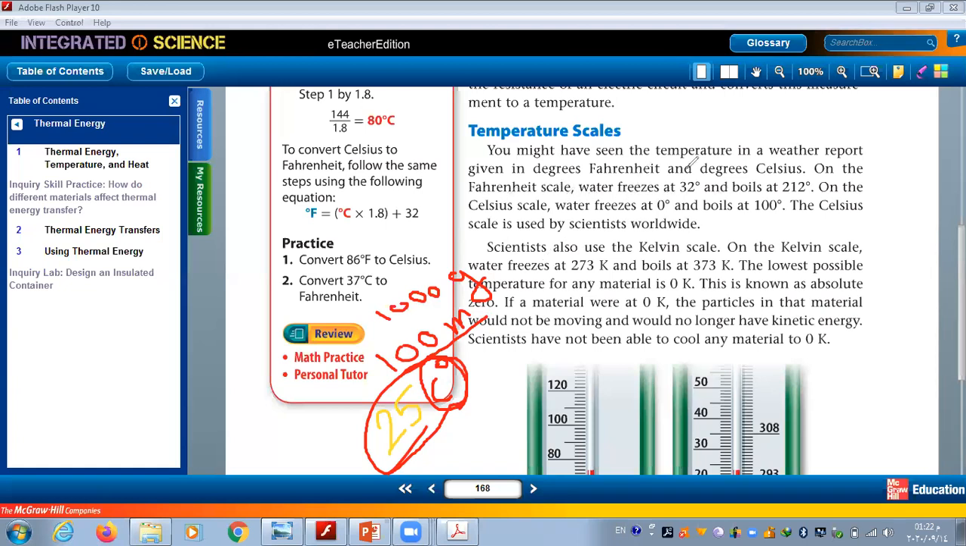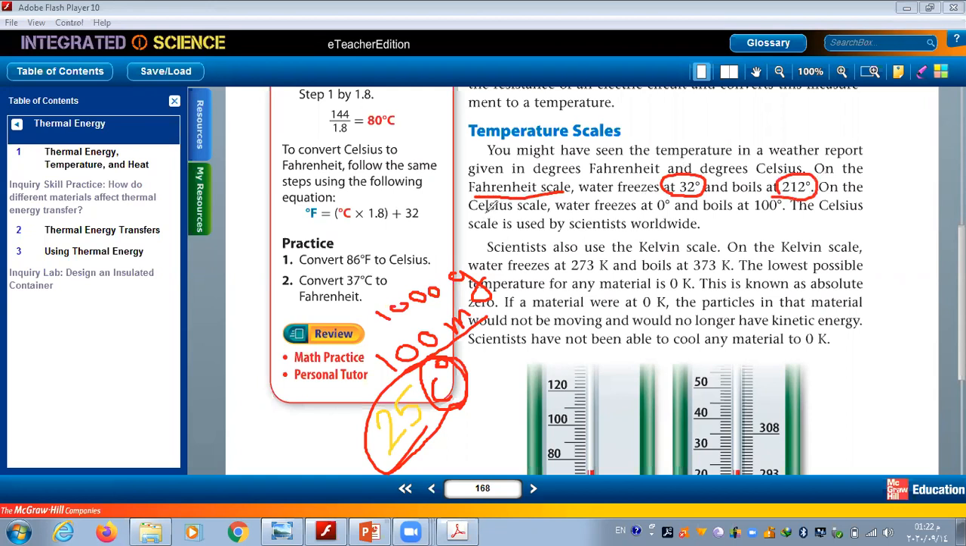So we have 3 scales, or 3 measuring units, or 3 measuring systems. The first one is the Fahrenheit scale. In the Fahrenheit scale, each system has a starting point and an ending point. The starting point is the freezing point of water, and the ending point is the boiling point. Water freezes at 32 degrees Fahrenheit, and boils at 212 degrees Fahrenheit.